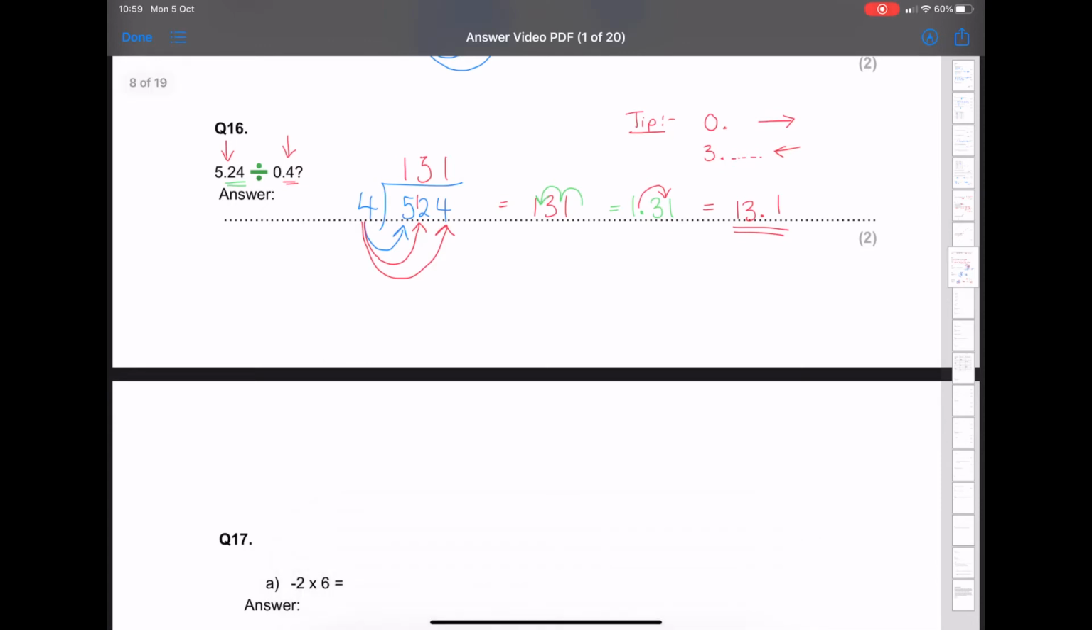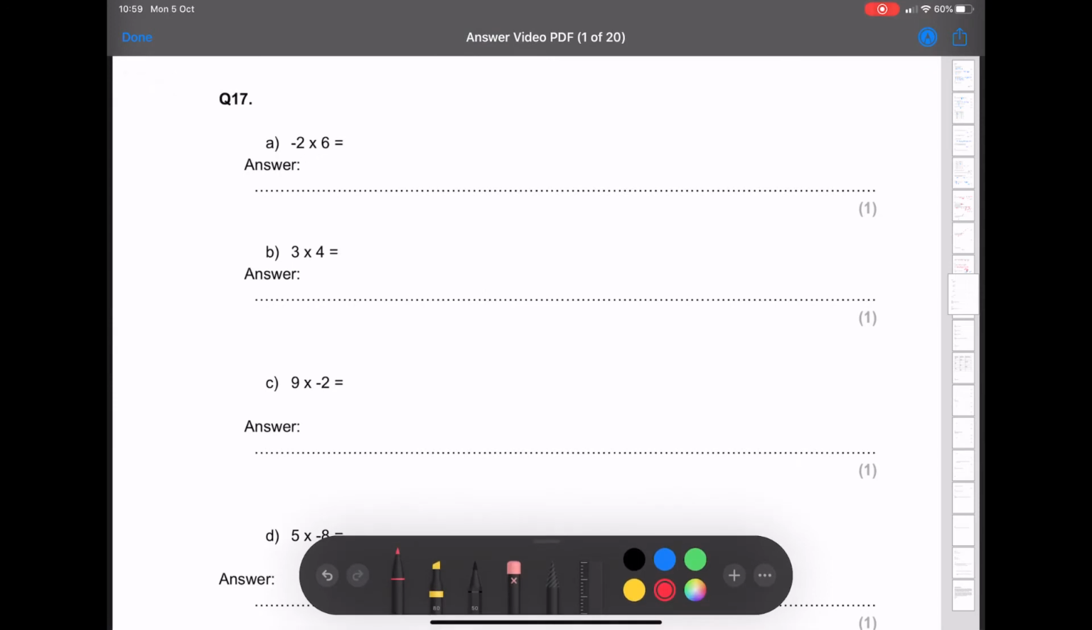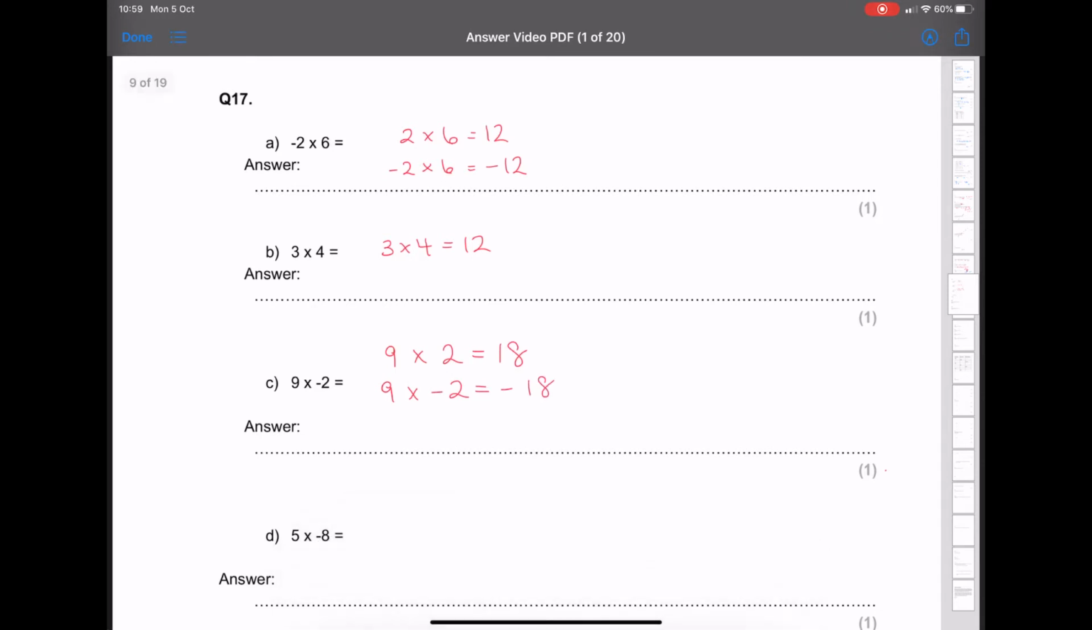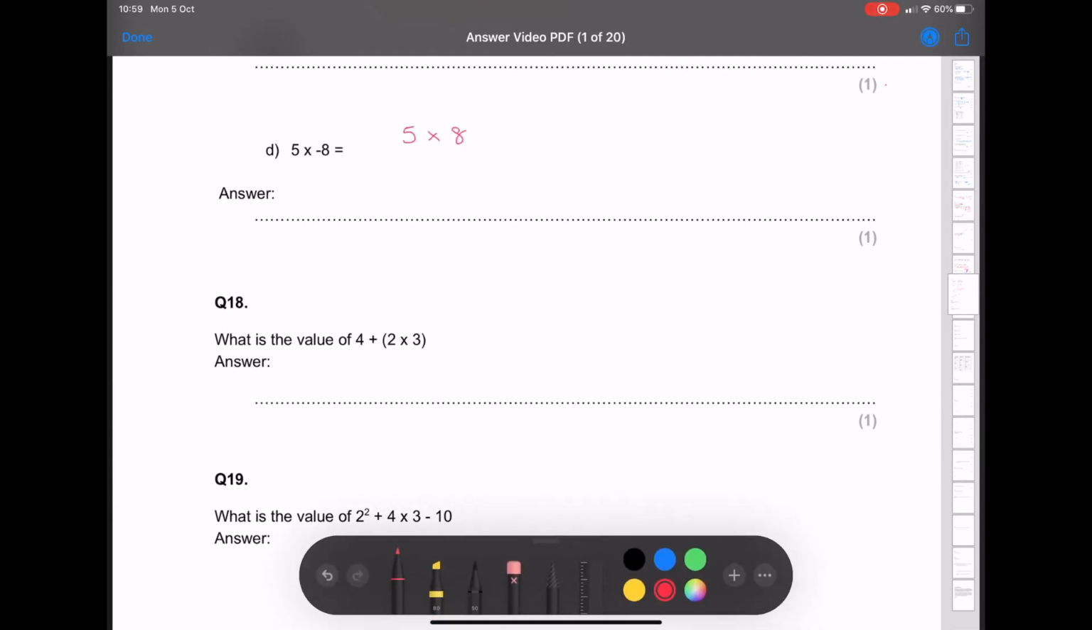All right. So, question 17. So, these ones everybody did very well with. I'm hoping most of you got them right. So, minus 2 times 6. Well, 2 times 6 is 12. So, minus 2 times 6 must be minus 12. 3 times 4 is just 12. There's no negatives, so that's that. 9 times minus 2. Well, 9 times 2 is 18. So 9 times minus 2 must be minus 18. Okay, I hope you can see the pattern now. 5 times minus 8. 5 times 8 is 40. So 5 times minus 8 must be minus 40.